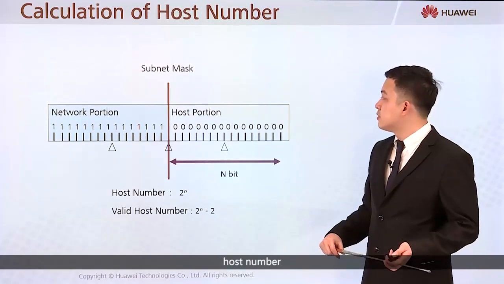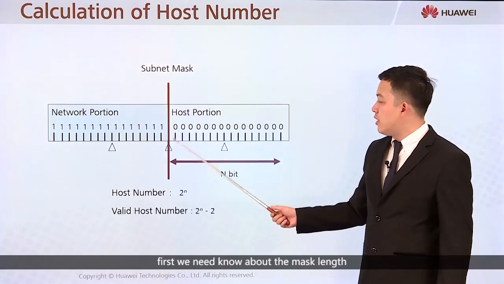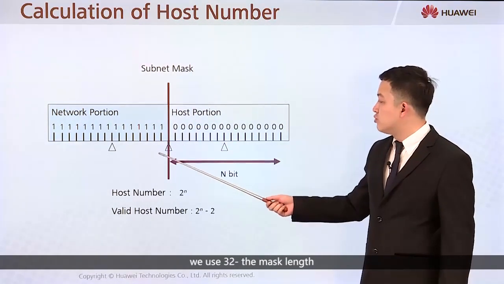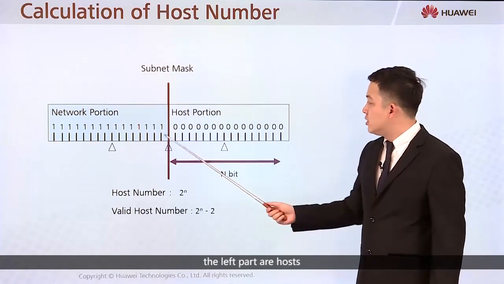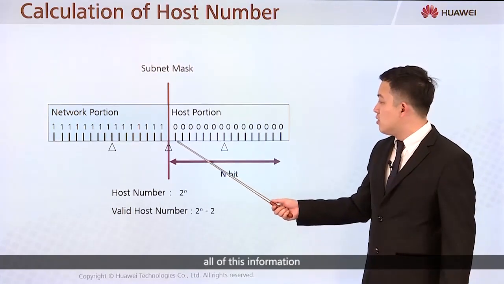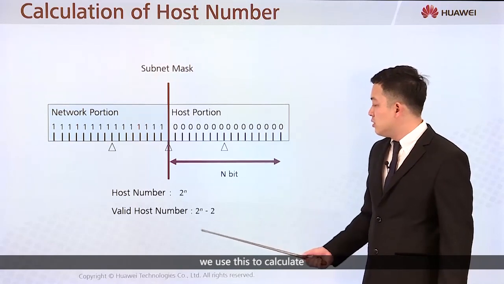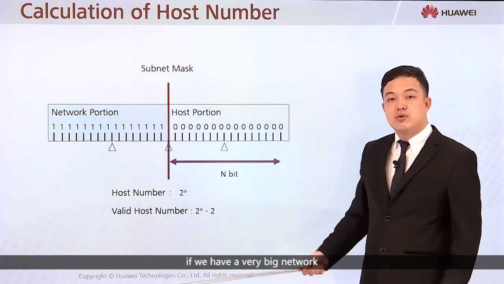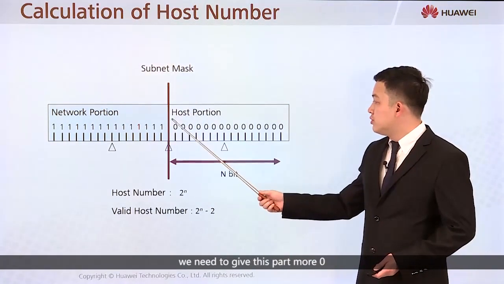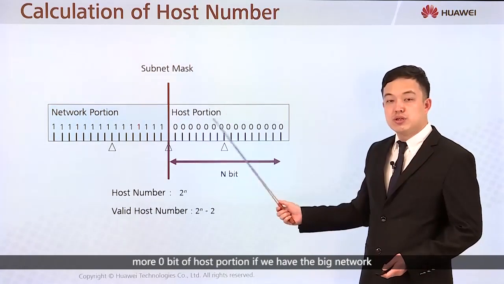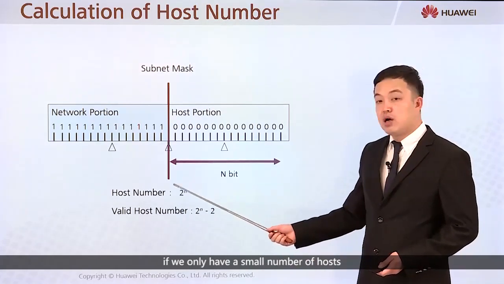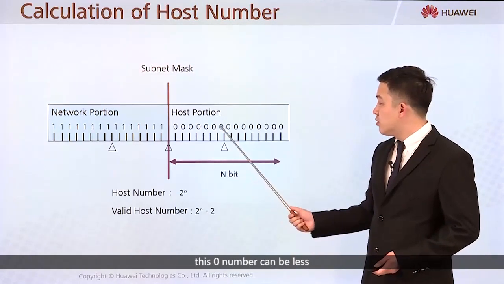Calculation of host number. For the host number, first we need to know the mask length. We use 32 minus the mask length. The left part is the host number. All of this information, we use to calculate. If we have a very big network, we need to put more zeros in this field. If we only have a small number of hosts, this zero number can be smaller.